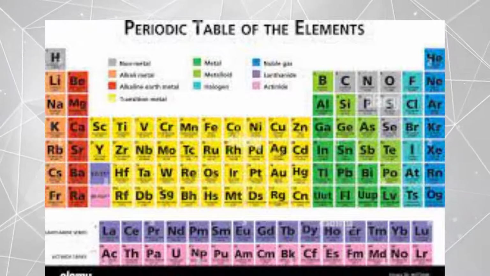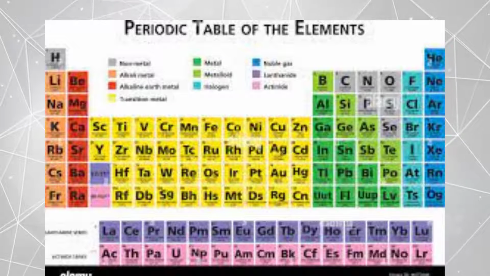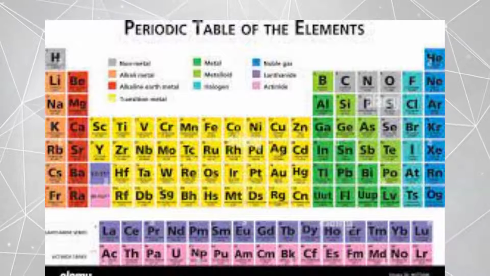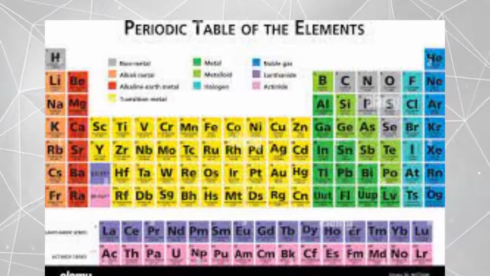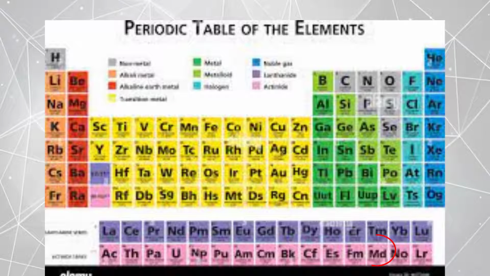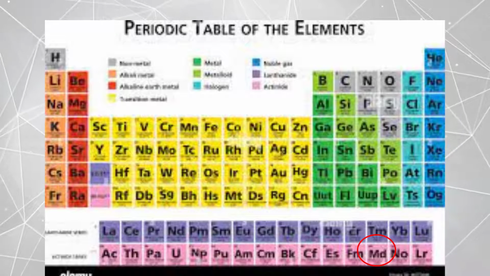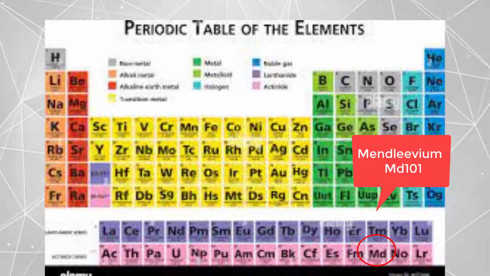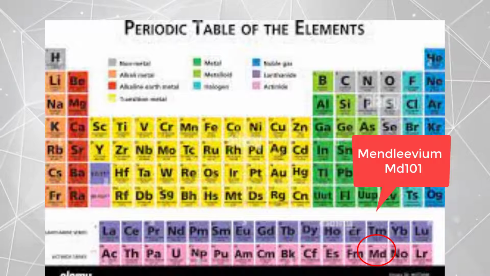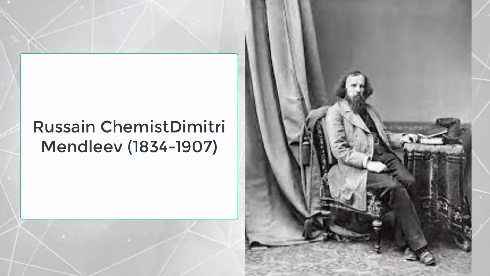Hi friends, are you ready to continue our journey towards the modern periodic table? But first, let me ask you a question. Do you know which is element number 101 on the modern periodic table? It's called Mendeleevium. It's named after the Russian scientist Dmitry Mendeleev, who's considered the father of the periodic table.